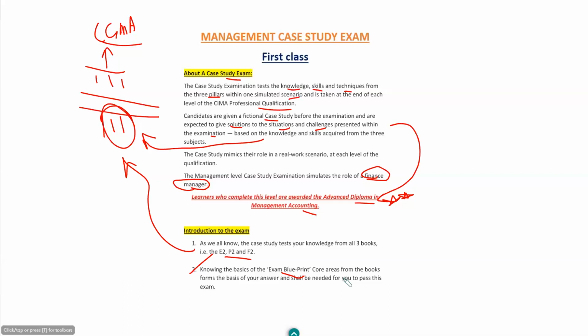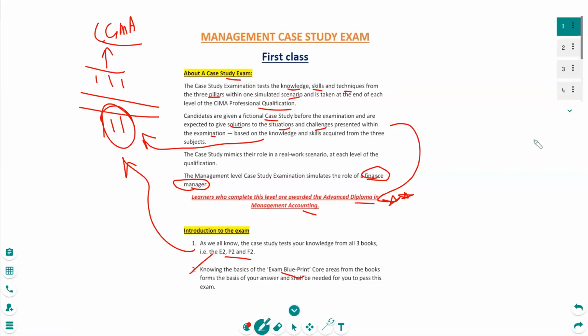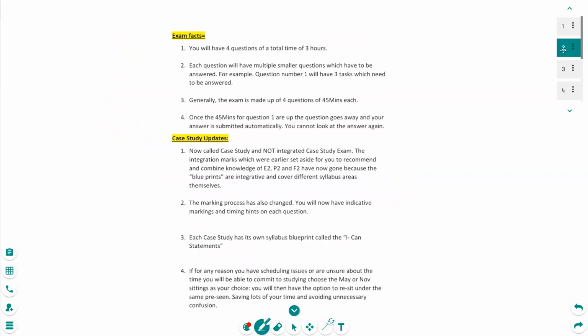Now, CIMA has introduced exam blueprints. Exam blueprints are a set number of topics which are core areas of the exam. You will be tested on these core areas in your exam, and these are topics straight from E2, P2, and F2. So the bare minimum that you're supposed to do is study the exam blueprints. We will be going one step ahead of the blueprints as well and do some further important topics just to be sure, just to be confident throughout our class structure.